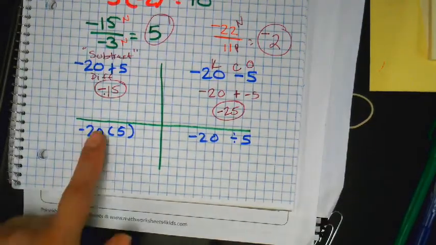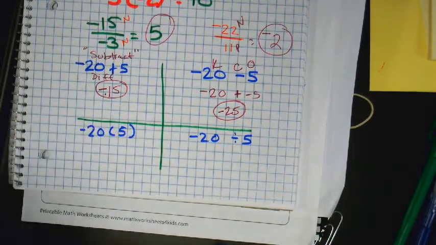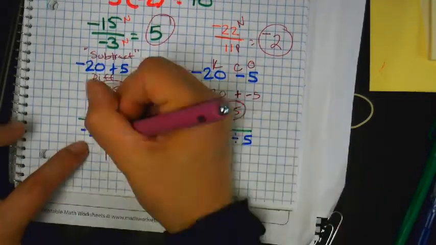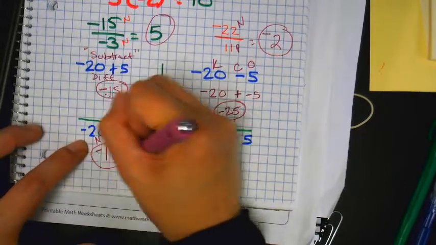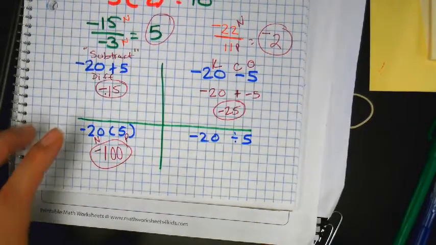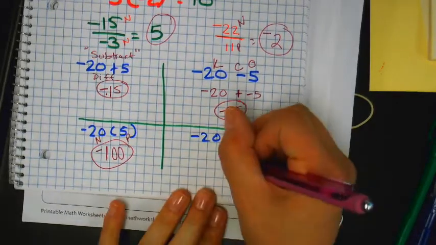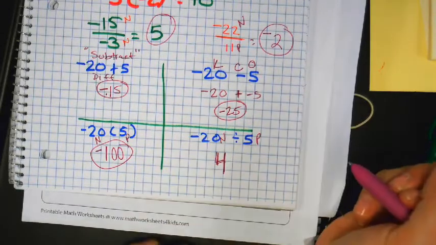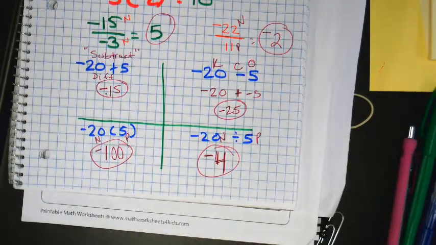Okay, this is times. So it's like 20, 40, 60. So what's 20 times 5? 100. What's a negative times a positive? Negative. So this one's negative 100. Now this one's division. So what's 20 divided by 5? 4. What's a negative divided by a positive? Negative 4. Are we okay?